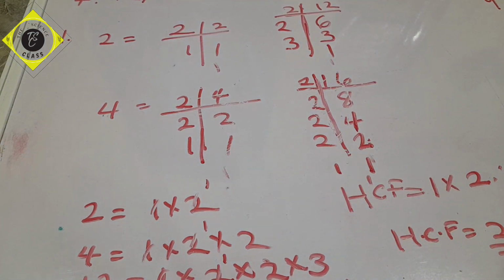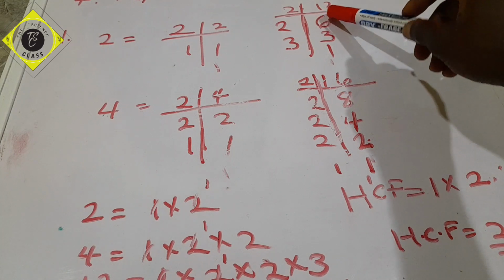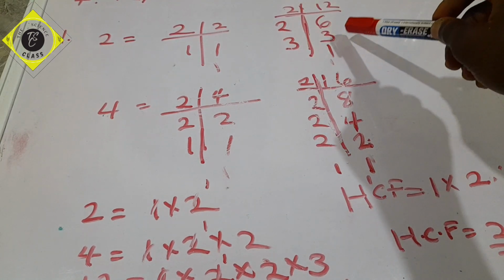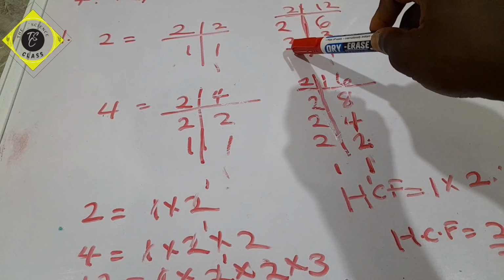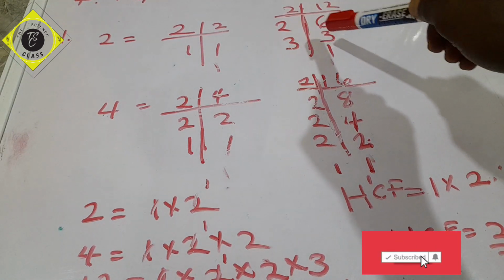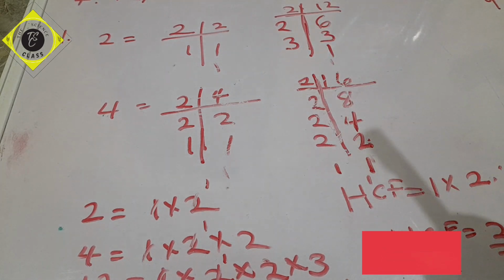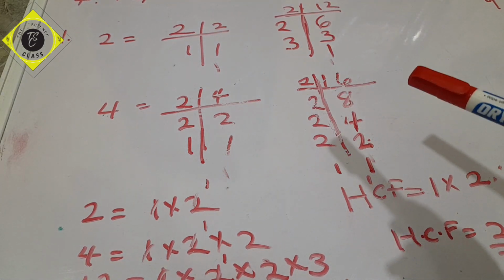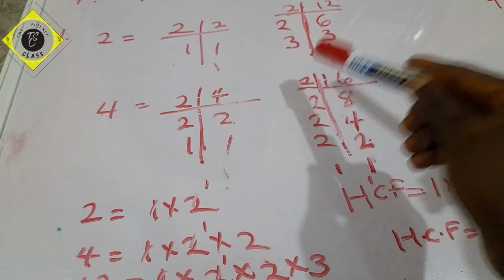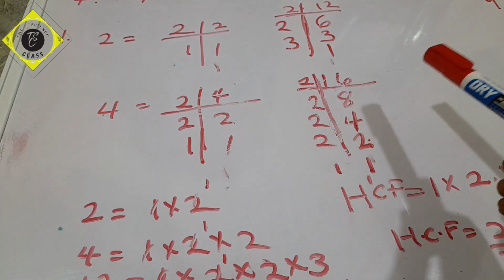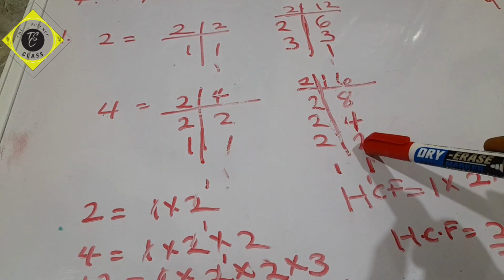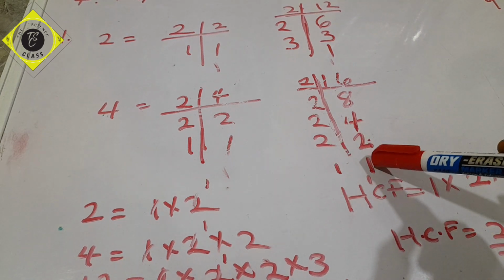The next number now is 12. 12 divided by 2 gives us 6. 6 divided by 2 gives us 3. This 3 divided by 3, because 3 is the next prime number, gives us 1. Then we are done with that. Now, the next number is 16. 16 divided by 2 gives us 8. 8 divided by 2 gives us 4. 4 divided by 2 gives us 2. 2 divided by 2 gives us 1.